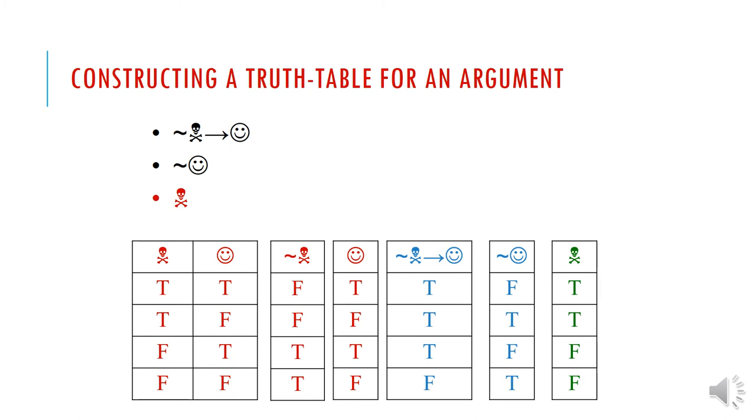When we're determining validity, we are only looking at the premise columns and the conclusion column. And we're looking for a very specific pattern where the premises are true and the conclusion is false. So if in blue I have a row that is true, true, and the green is false, then I know my argument's going to be invalid. If I don't find a true, true, false row, then my argument is valid.